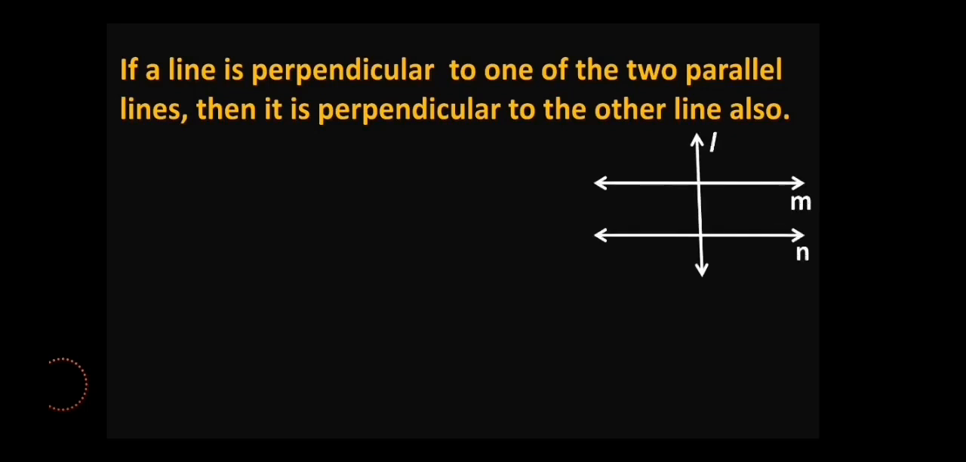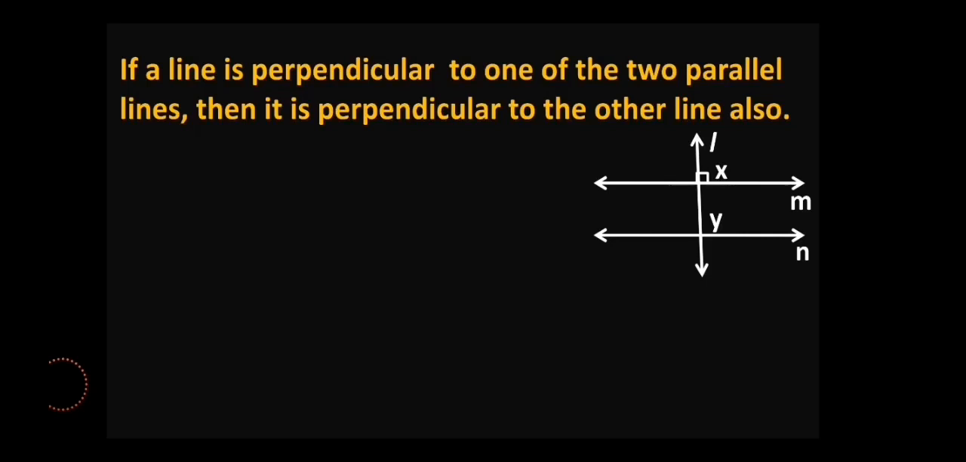So there are two lines parallel to each other, M and N, as per the given detail, and we have one more line, that is line L, perpendicular to one of the parallel lines, that is, consider line M. Yes, so we have line L perpendicular to line M, and that angle over there is X, and that is 90 degree.